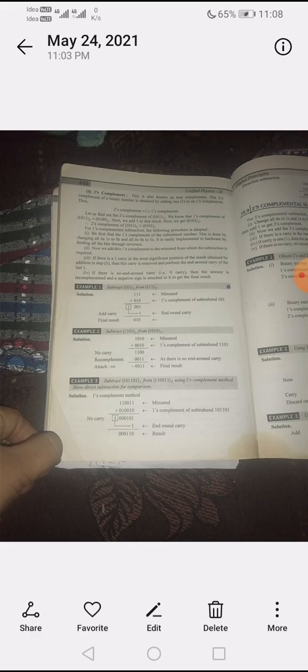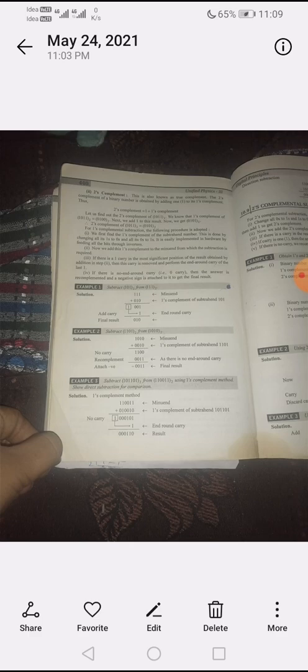Then what is two's complement? The two's complement is also known as the true complement. The two's complement of a binary number is obtained by adding 1 to its one's complement. First the number is converted into its one's complement, then we have to add 1 to the one's complement, and then we will get the two's complement.